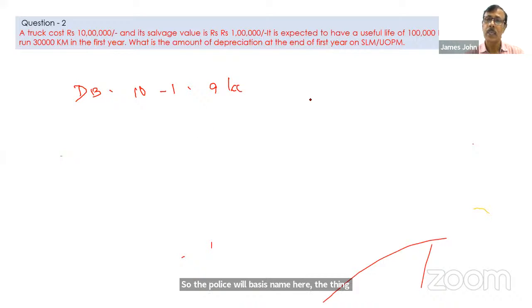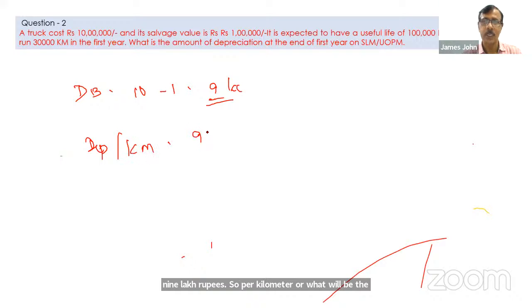Here the thing is, in the previous questions, they have given the useful life in years. Here it is in kilometers. The useful life is 1 lakh kilometers. That means when the truck runs 1 lakh kilometers, they stop it and then sell it. During the first year, it runs 30,000 kilometers. That means for 1 lakh kilometers, you have to provide 9 lakh rupees. So per kilometer, what will be the depreciation amount? 9 lakh by 1 lakh means rupees 9.